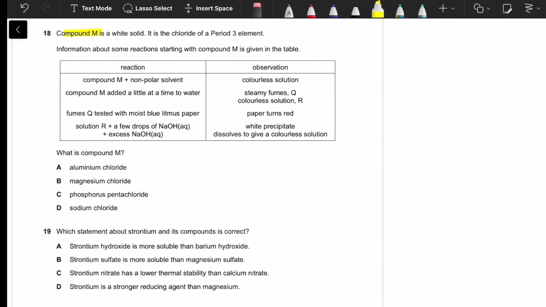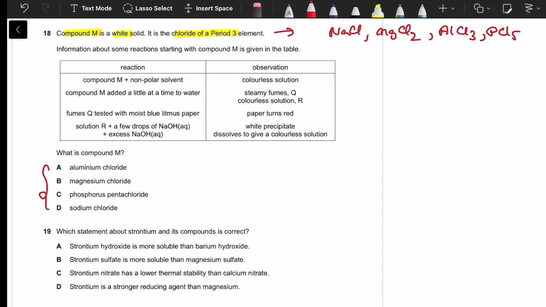Compound M is a white solid, and it is a chloride of the period 3 elements. Information about the reactions are shown in the table along with the observations, and we have to figure out what compound M is. So it's already given us that it is a period 3 chloride, so it's either sodium chloride or perhaps MgCl2 or AlCl3 or PCl5. There isn't anything we can exclude from the options because those are the options that they have given us.